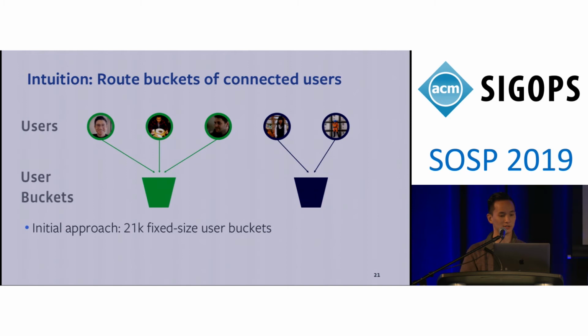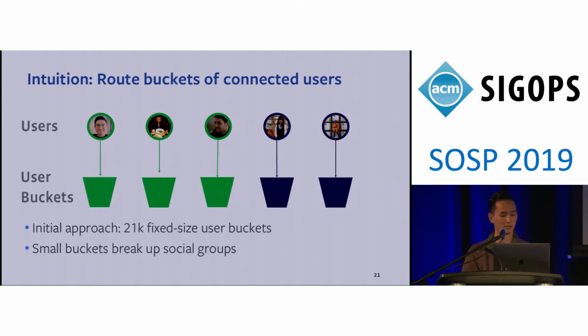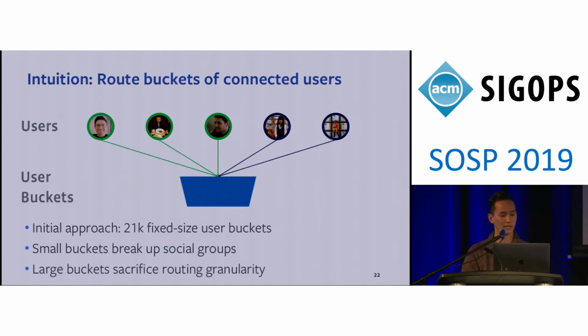Our initial approach was to group connected users into fixed-size buckets and route at the granularity of these buckets. But there's a downside to this approach, which is choosing the bucket size. A small bucket size, where each user would be in their own bucket, would provide very fine-grained routing, but this would break up social groups and lose out on cache efficiency. On the other hand, a larger bucket size would put more of these users together, but this would be at the expense of routing granularity.